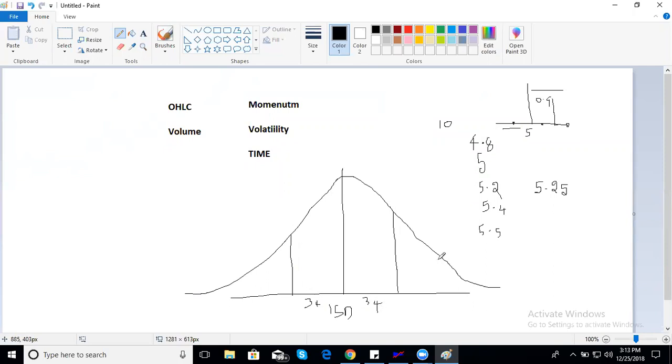If I want to capture 95% of the data, then I have to move to the 2 standard deviation move, right? And a 3 standard deviation move captures almost 99% of the data points. That means how far a particular data point is away from the mean. That is what a standard deviation is. This will also measure the volatility. How is it measuring the volatility?